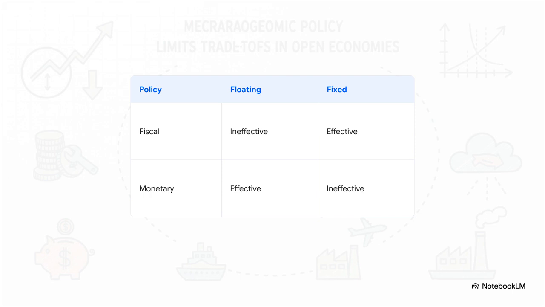If your currency floats, the central bank has all the power to boost output, while government fiscal spending does practically nothing. But if your currency is fixed, the central bank is totally handcuffed, and it's government fiscal spending that successfully drives up output. They yield perfectly opposite macroeconomic outcomes. It's a total mirror image.